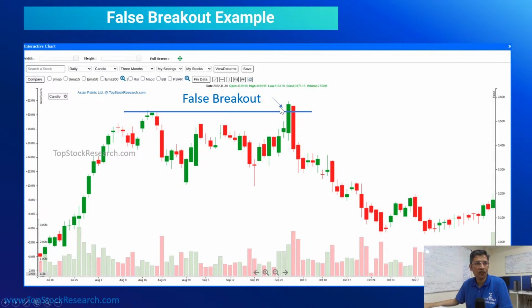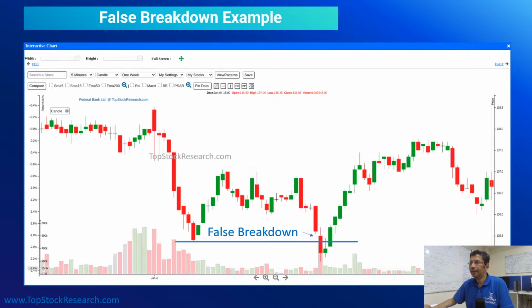So you do see a lot of false breakouts. Not every breakout will give you 100% guaranteed results. The quality of results and the guarantee has to get better with your different trades. Okay, so false breakout. Similarly, we have an example of false breakdown, right?